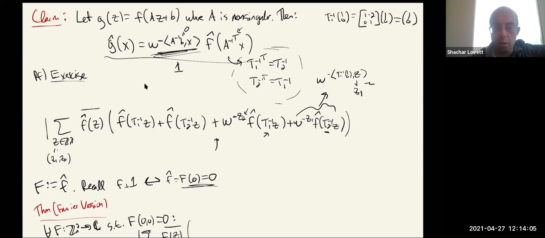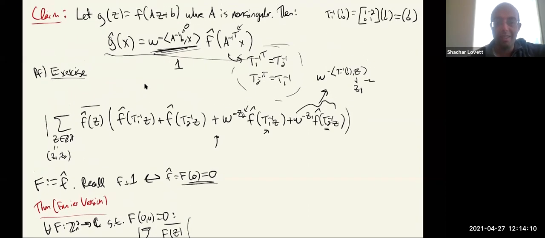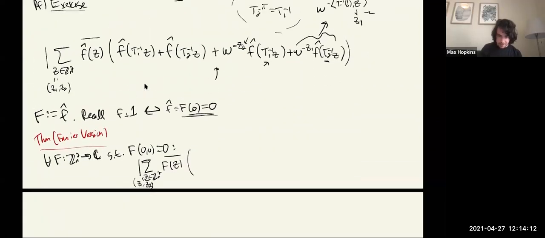Max, can you scroll the screen a bit up? The zoom bar on the bottom is hiding what you're writing here. Oh, you're right. It's not hiding into my screen. Thank you. F bar of z times f of t1 inverse z.